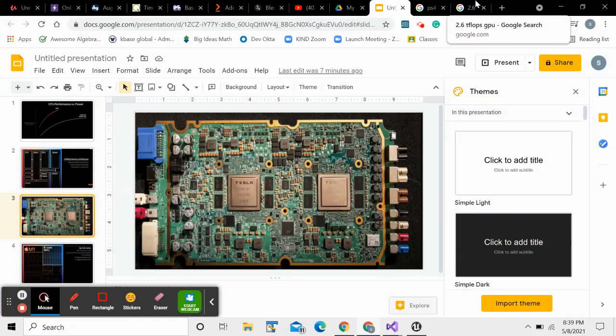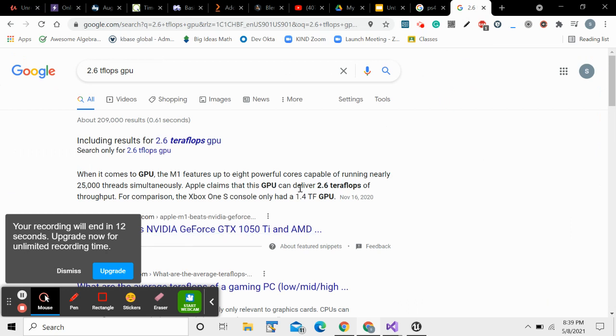As a matter of fact, this GPU has 2 teraflops. That means that it's faster than your Xbox One S, PS4 Pro, or even your PS4. So yes, this is the M1 MacBook Pro.